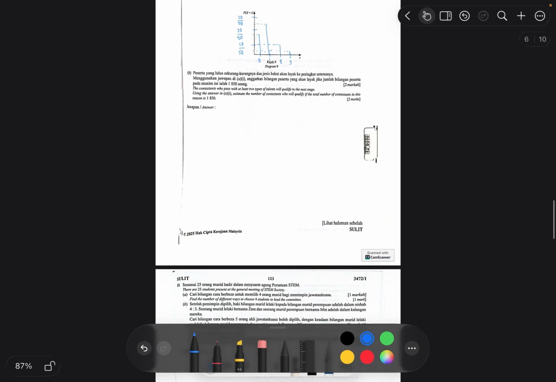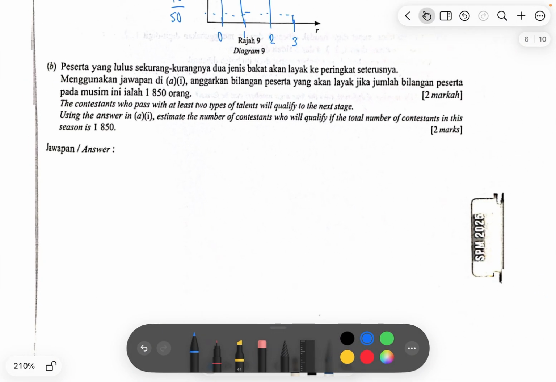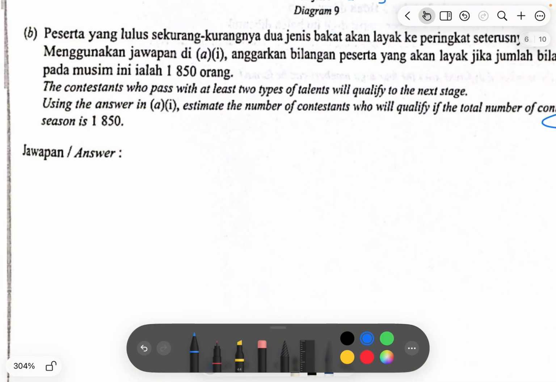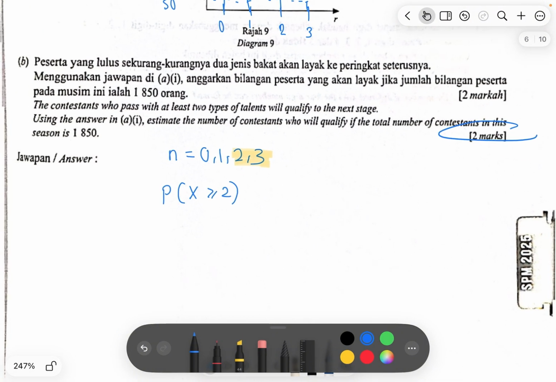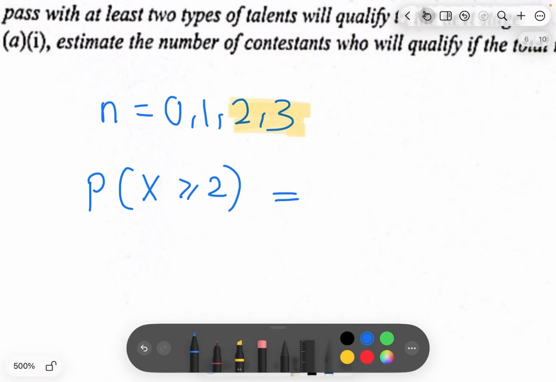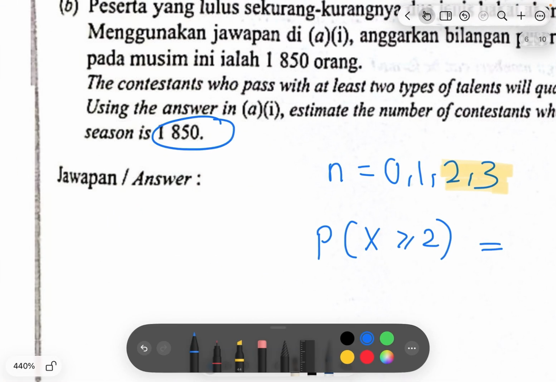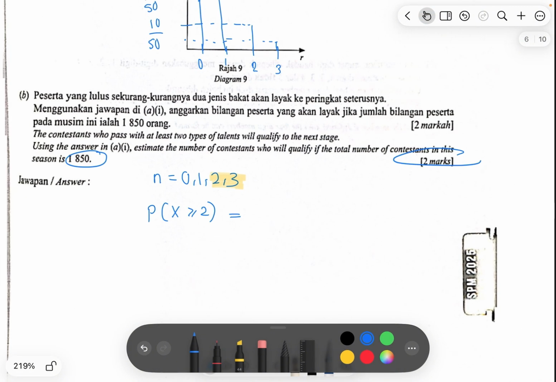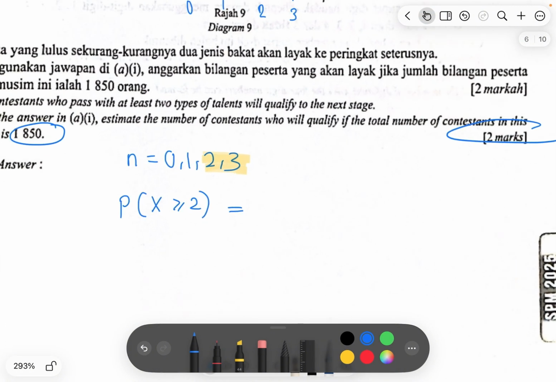Okay. Now, the contestant who passed, 2 marks. Contestants who passed at least 2 types of talents will qualify to the next stage. What does 2 types of talent mean? It means that x is more or equal to 2. And our n is 0, 1, 2, 3. So it's these 2. Estimate the number of contestants who will qualify if the total number of contestants in the season is 1850. So since we're talking about probability, the last question we have to times with the actual number in order to get how many contestants it will be.